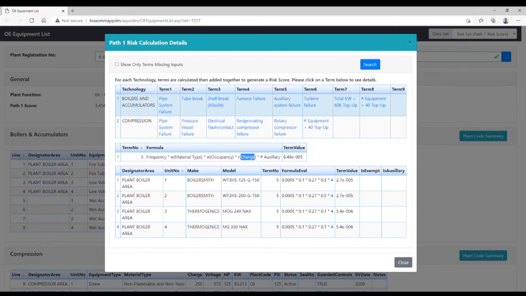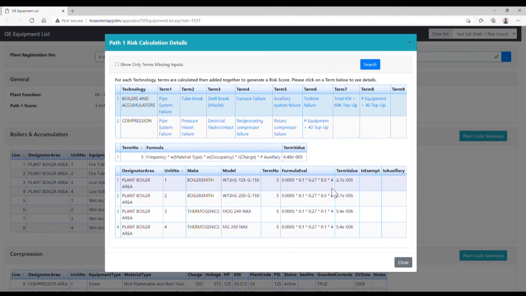And if you scroll down to table 5, you see auxiliary system failure. It's 5 times 10 to the negative 4. So 5 times 10 to the negative 4. The material type is the material type of the boiler. So in this case, it's the steam, and 0.27 is the occupancy. It's also a food processing plant. The charge is the charge of the boiler. So in this case, we had 2 boilers with more than 75 gallons and 2 boilers with less than 75 gallons.